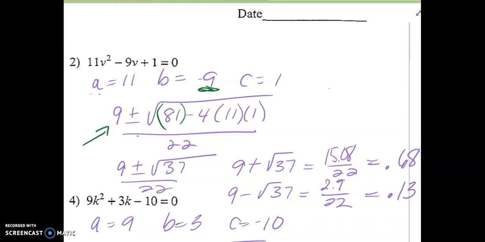If you got -81 minus 4 times 11 times 1, you would have got -125 inside the parentheses. So if that occurred to you, you're inputting it wrong in a calculator, or you're not taking the time to realize that it's -9 squared. Positive 11, positive 1, you would get square root of 37. 9 plus square root of 37, 15 something, divide by 22, because 2 times A is 22. 9 minus square root of 37, 2.9 divided by 22. Both your answers are positive.